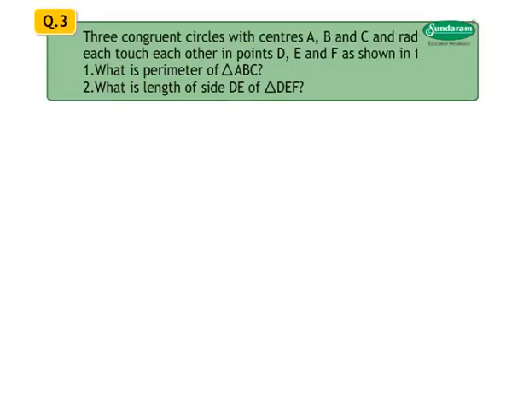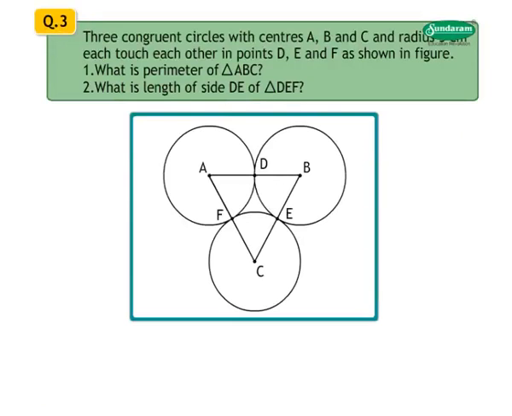Number 3. Three congruent circles with centers A, B and C and radius 5 centimeters each touch each other in points D, E and F as shown in the figure. Number 1. What is the perimeter of triangle ABC? Number 2. What is the length of side DE of triangle DEF?